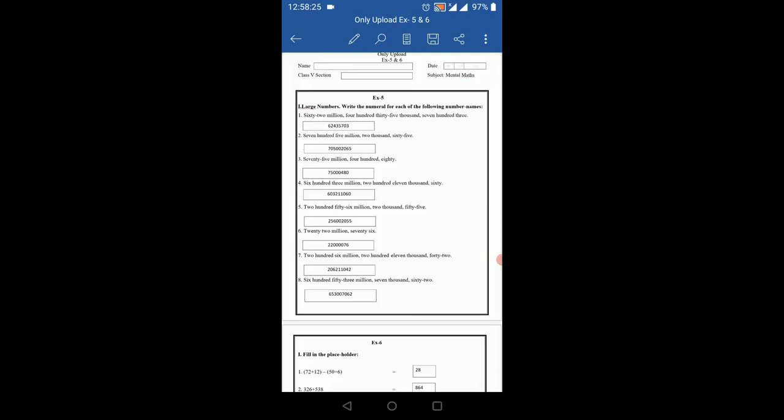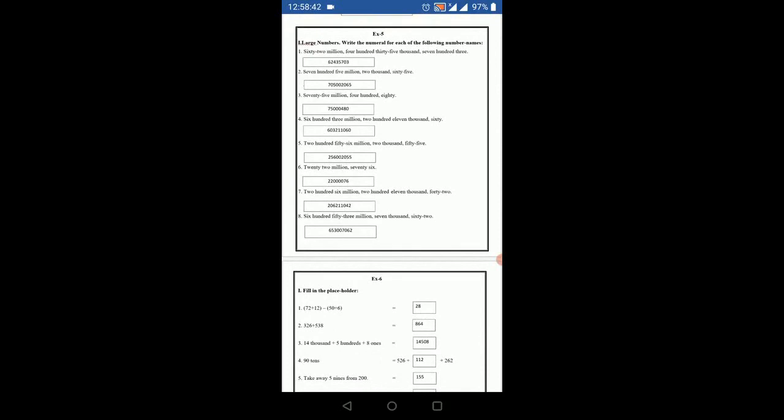And 22,076,000. So it will be 22, then 000, then 76, for 76 it will be 076, so 22,000,076.